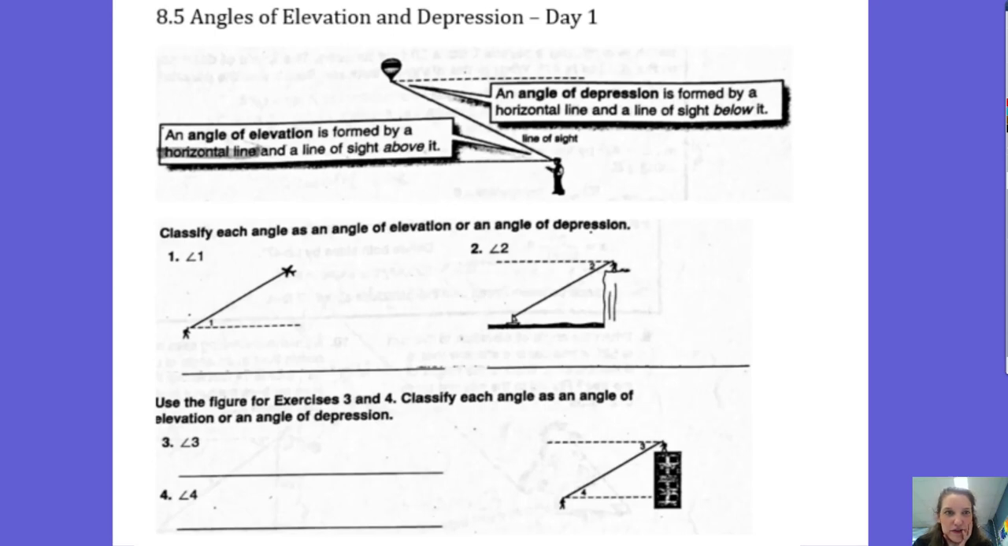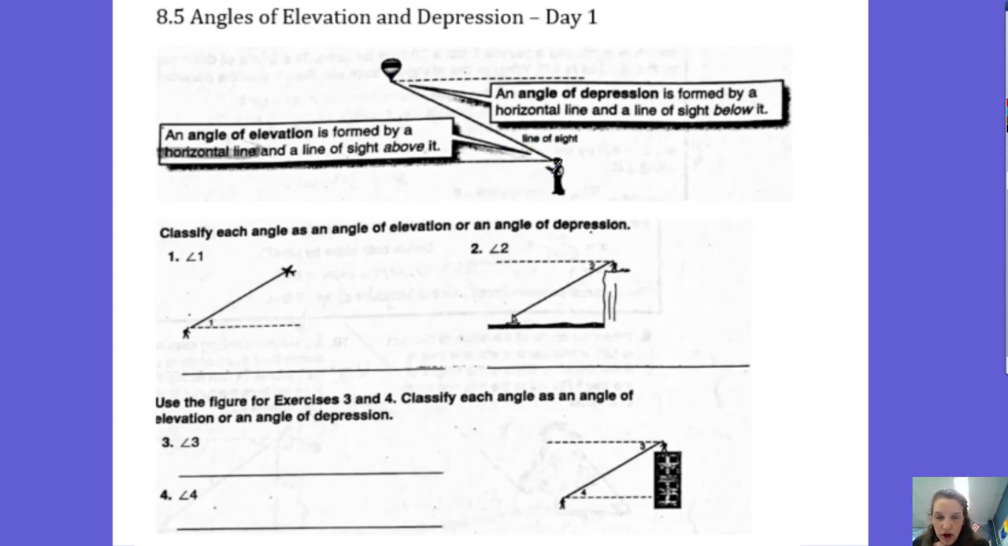Okay, today we're going to use trig in real world situations. So we're learning about two different types of angles, angles of elevation and angles of depression. It all has to do with your line of sight.